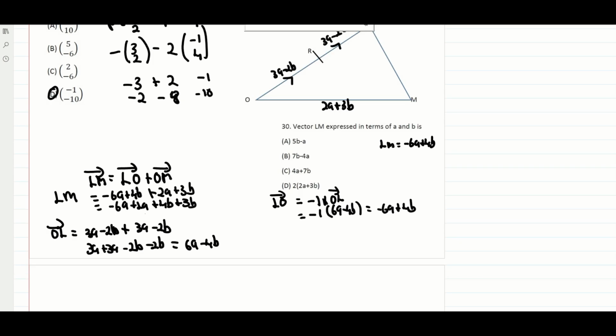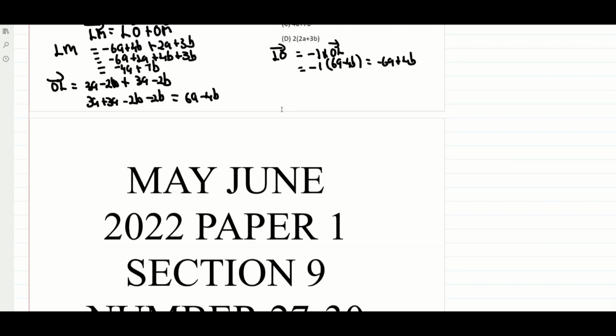Alright, so minus 6A plus 2A is equal to minus 4A. Plus 7B, 4 plus 3 is 7. So you're looking for positive 7B and minus 4A, which is B. So the answer for this is B.